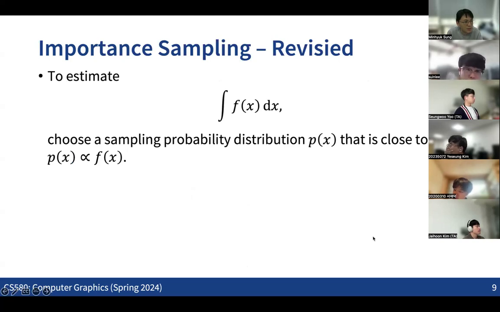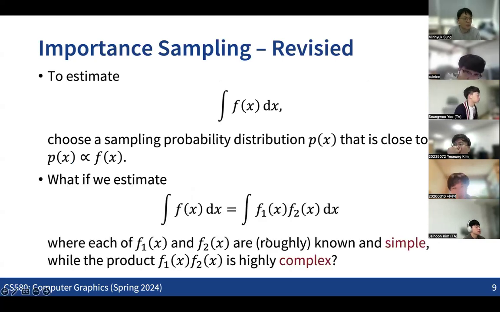The basic idea of importance sampling was that, to estimate the integral of a function f, we choose a sampling probability density function p(x) which is close to, or proportional to, the function that we're integrating, right? But the case that we are going to see today is what if we are taking the integral of a function which can be decomposed into two functions.